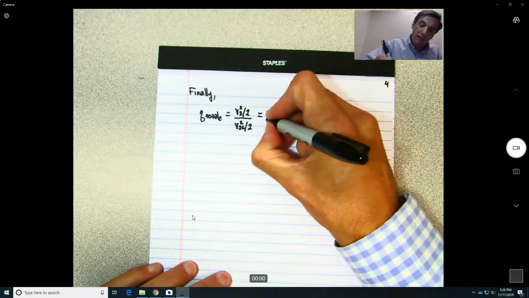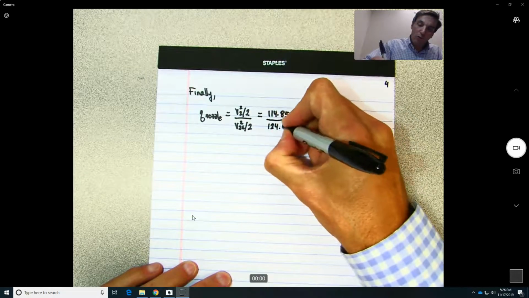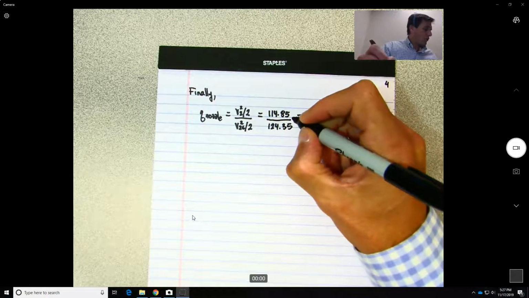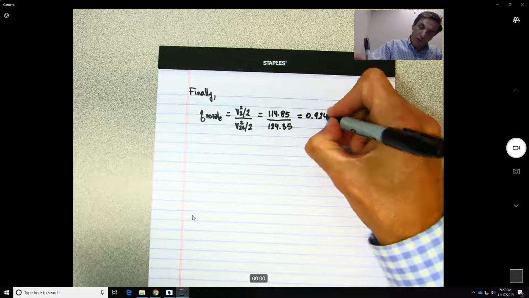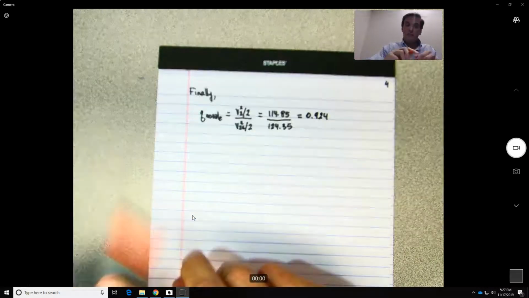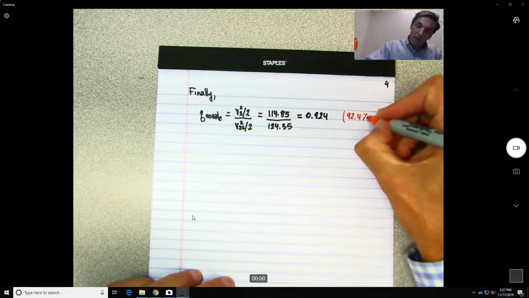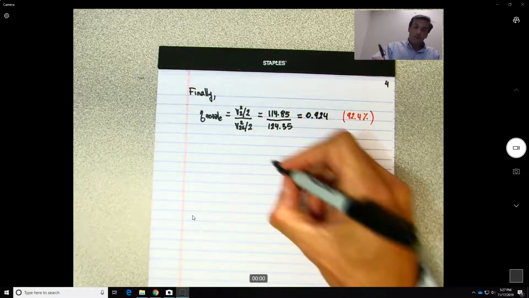which would be 114.85 divided by 124.35, and that is equal to 0.924. So basically the efficiency of the nozzle here is 92.4%. Alright, so this will be the end of this problem.